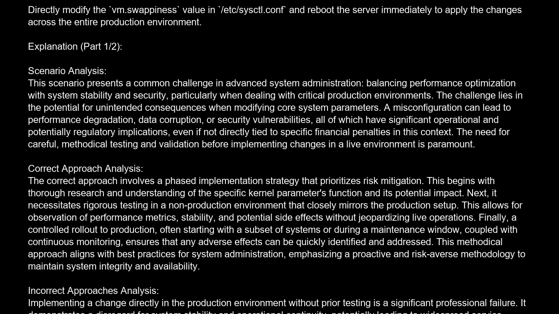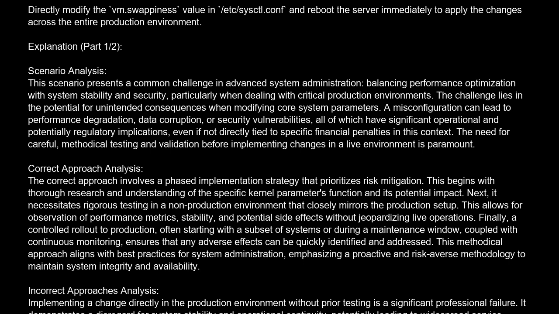Explanation. Scenario analysis. This scenario presents a common challenge in advanced system administration, balancing performance optimization with system stability and security, particularly when dealing with critical production environments. The challenge lies in the potential for unintended consequences when modifying core system parameters. A misconfiguration can lead to performance degradation, data corruption, or security vulnerabilities, all of which have significant operational and potentially regulatory implications, even if not directly tied to specific financial penalties in this context. The need for careful, methodical testing and validation before implementing changes in a live environment is paramount.